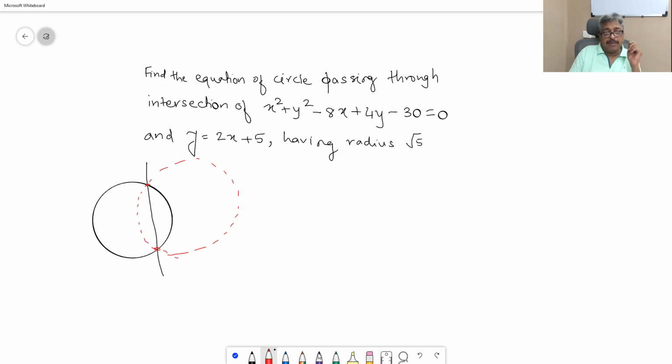Let me change it a little bit so that it is a little easier first, and then we will solve this. Instead of having radius root 5, I give you passing through (0, 2).